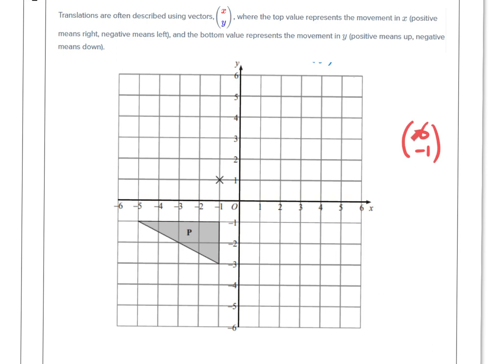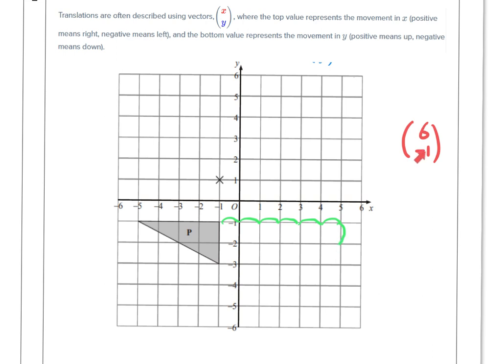X displacement 6, Y displacement -1. So 6 means move 6 units to the right, because the first number is the horizontal distance. If it's positive, move to the right. So 6 units to the right: 1, 2, 3, 4, 5, and 6. -1 means 1 unit down, because if it's negative, move down. If it's positive, move up. So 1 unit down. To find the image for this point, 6 to the right, 1 down.